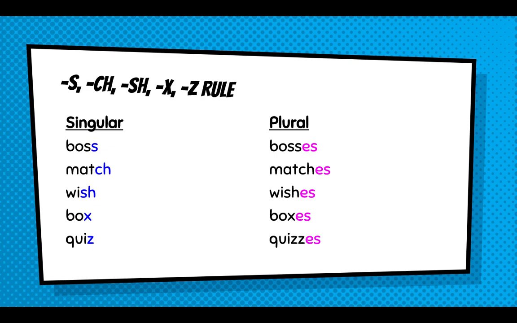Quiz ends in Z. And on the words that end in Z, sometimes you have to add a second Z before you add the ES, like in quiz. Notice that all of these words have an ES at the end because they follow this rule.